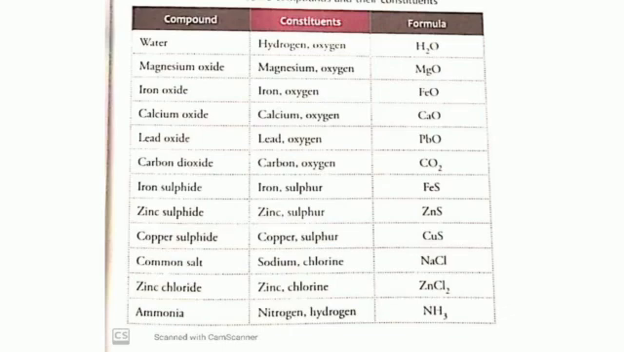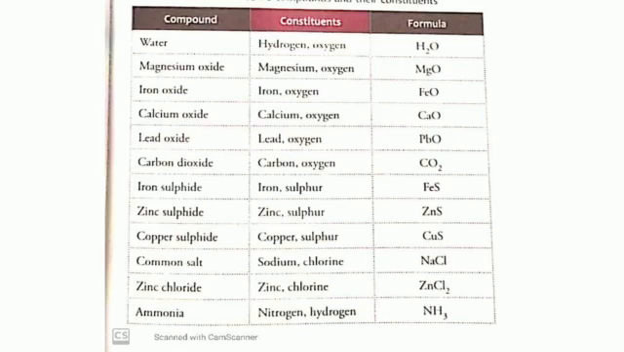Then lead oxide. Pb is the symbol for lead. So there again you have one atom of lead and one atom of oxygen. Lead is Pb, remember children. Then carbon dioxide. It has one atom of carbon and two atoms of oxygen.